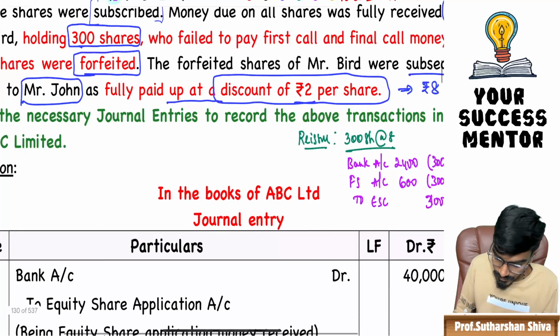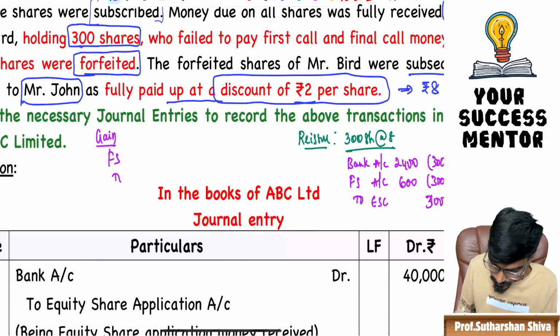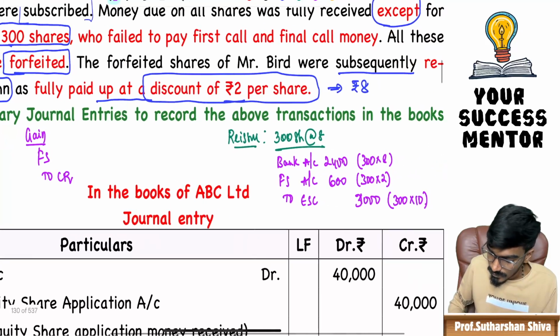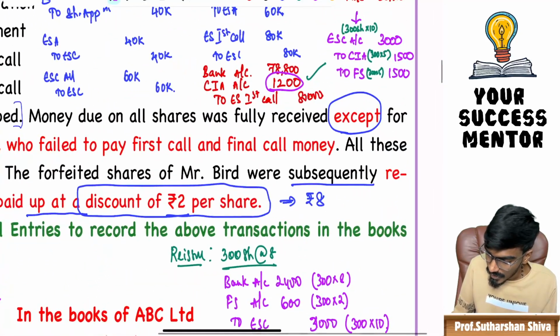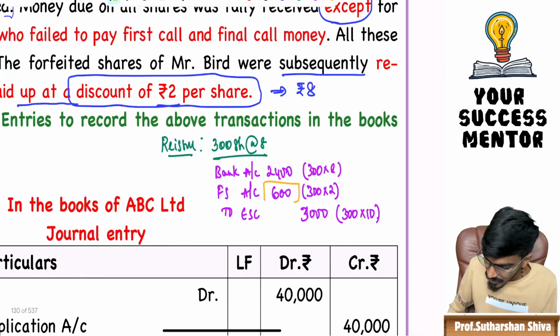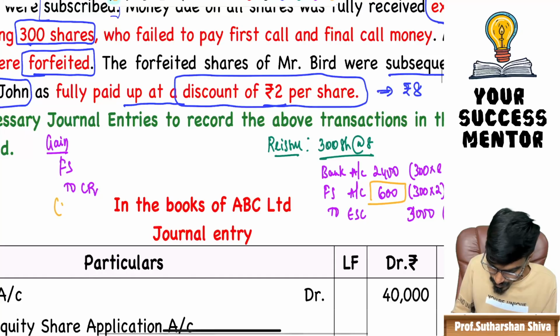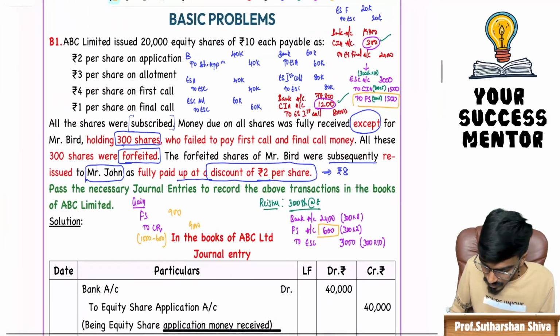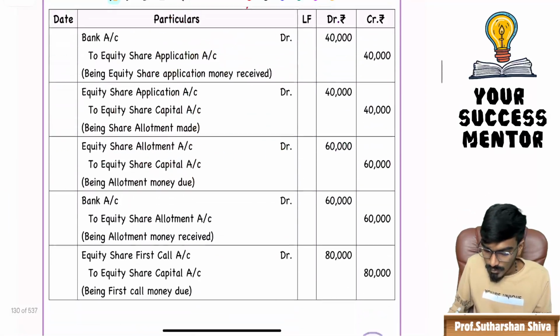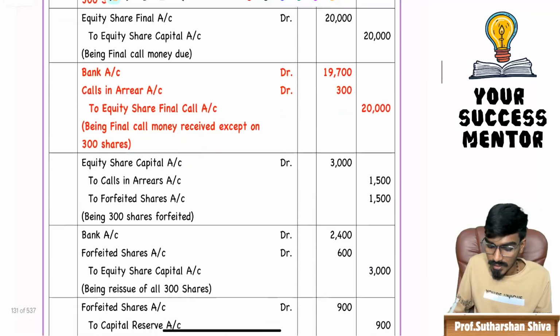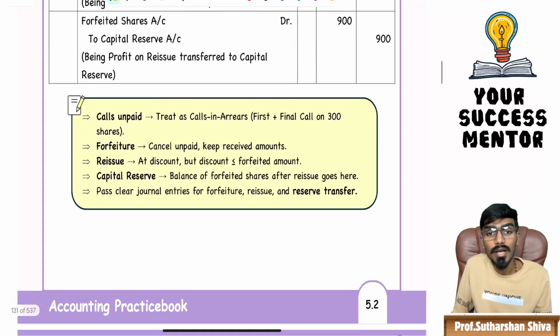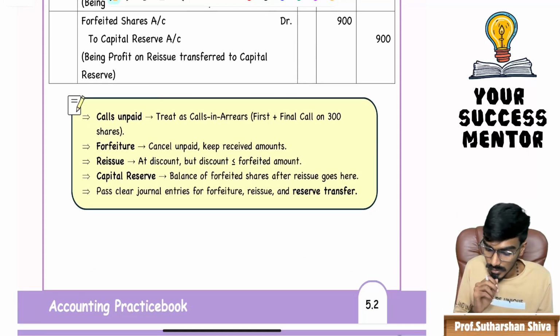Now come to gain. What is the gain? Forfeited shares to capital reserve. Gain is how much is being credited? 1,500. How much has been debited? 600. So 1500 minus 600, 900, sir. Super, sir. That's it, sir. You will be given 15 marks. Whatever is highlighted is a key important entry, and we'll be having that. Are you able to understand?